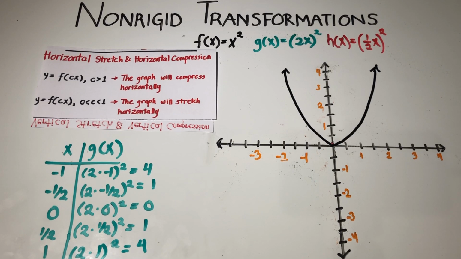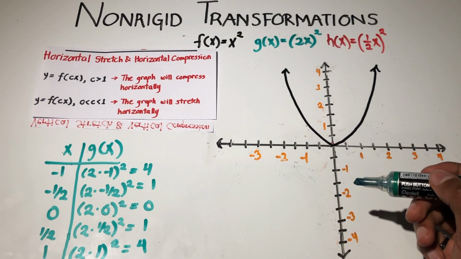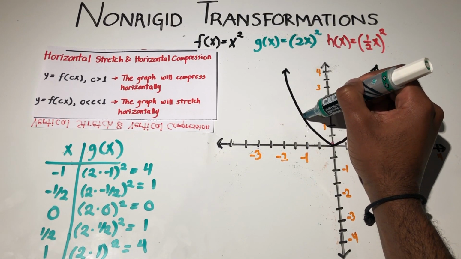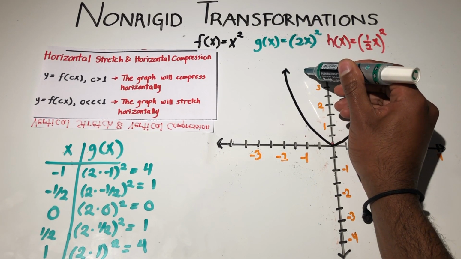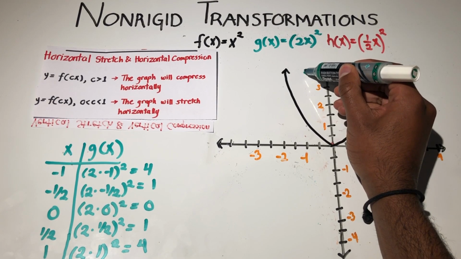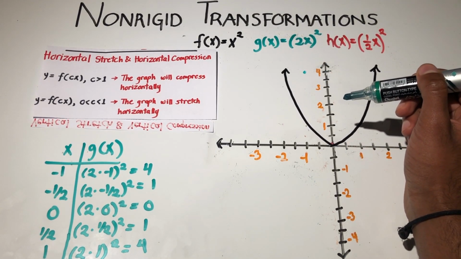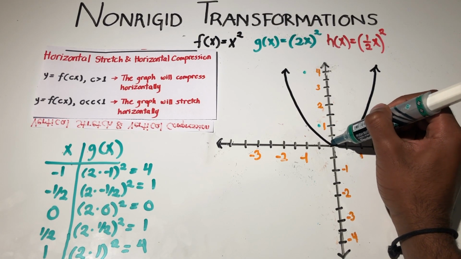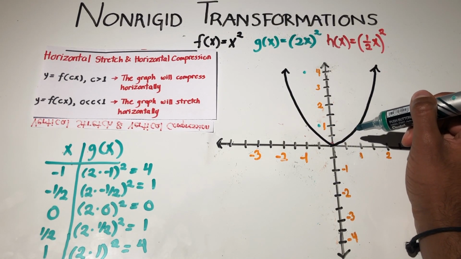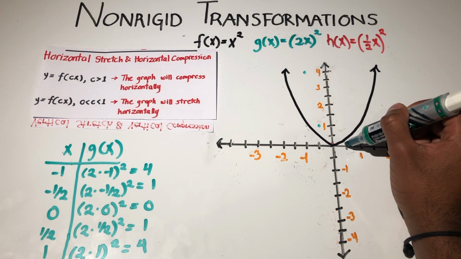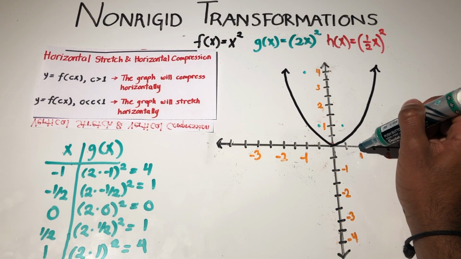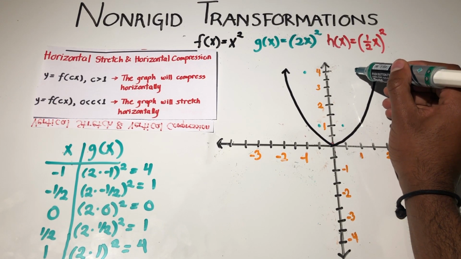We can go ahead and plot this. We have -1 and 4 as our first point, so -1 and 4. So this point is all the way up here. We can just put a dot. Our next point, -half and 1. So we have -half and 1, so it's all the way at the bottom right here. We have 0 and 0, which is just at the origin. We have half and 1, so half and 1. Then we have 1 and 4, so it's all the way at the top right here.